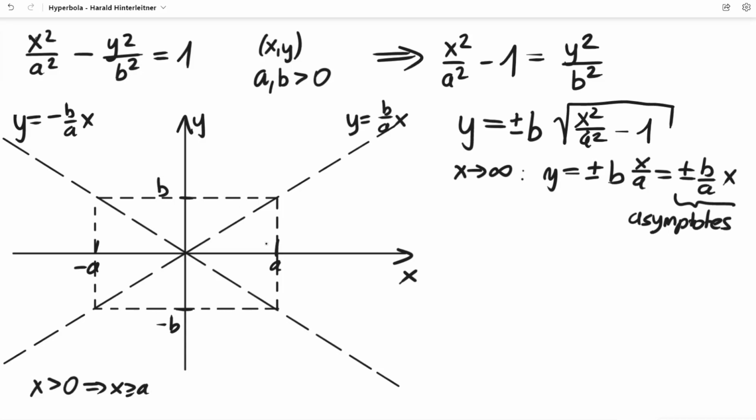So the root is not defined between 0 and a. So in this region here, inside the rectangle, there is no curve. So we start with the smallest x. If x is equal a, what happens if you plug it into the equation here? You get 1 minus 1 is 0, so y is 0. So we can sketch the first point here. It's on the x-axis.